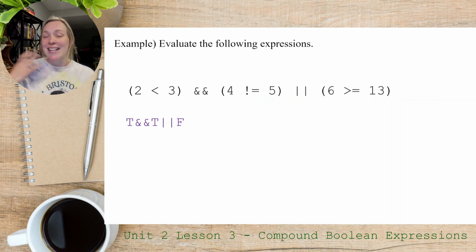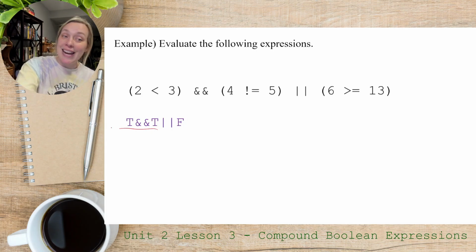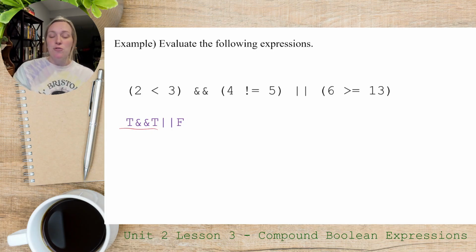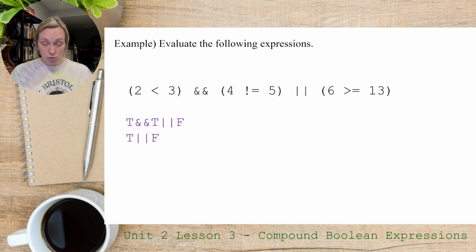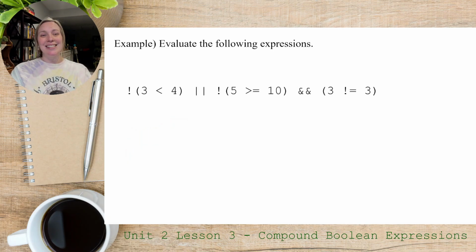And now I get to evaluate my Booleans. So what comes first, the and or the or? Well, the and happens first. True and true evaluates to true. And then I have true or false, which evaluates to true. Okay, here is another situation.